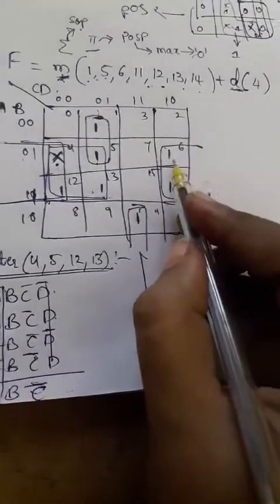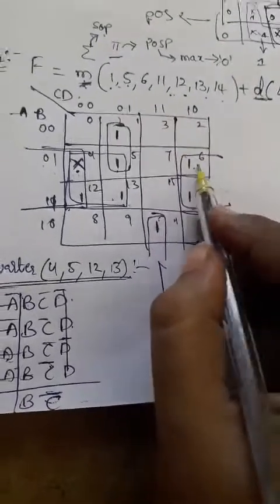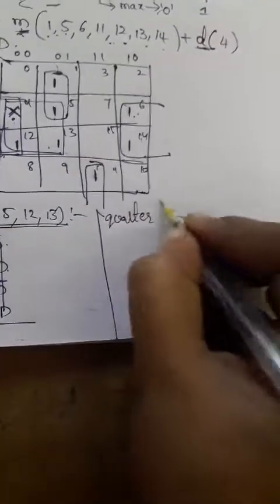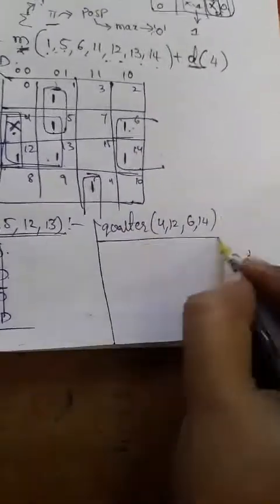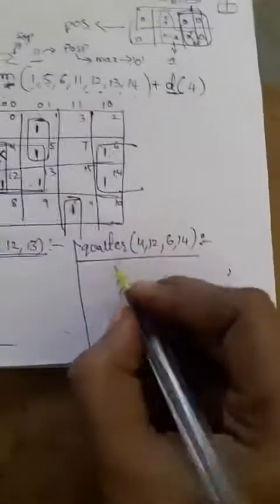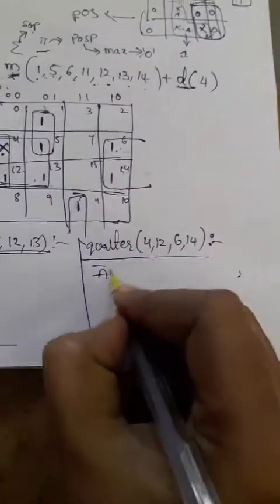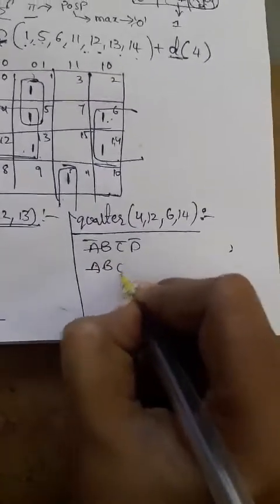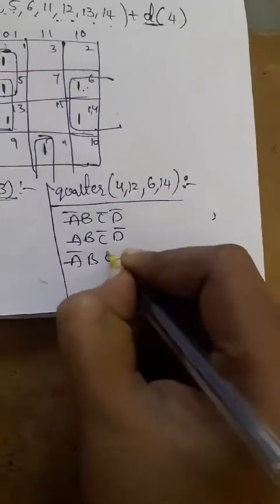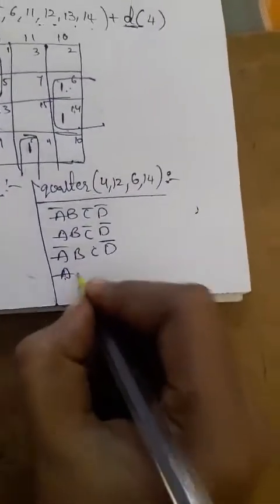Now coming to the another quarter, we have another quarter: 6, 14 and 4, 12, right? So one more quarter is possible, that is 4, 12 and 6, 14. So now find this one. 4 is nothing but 0 1 0 0, A complement B, C complement, D complement, and for 12 we have A B C complement, D complement, 1 1 0 0. And next coming to the 6, 0 1 1 0. Next coming to the 14, 1 1 1 0.